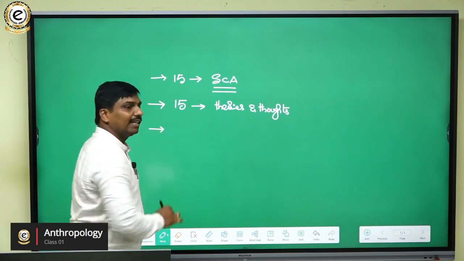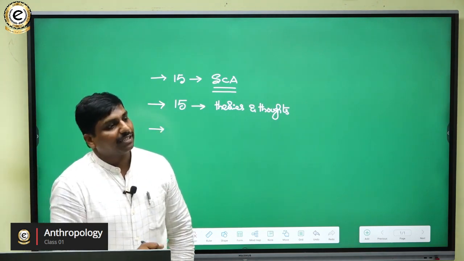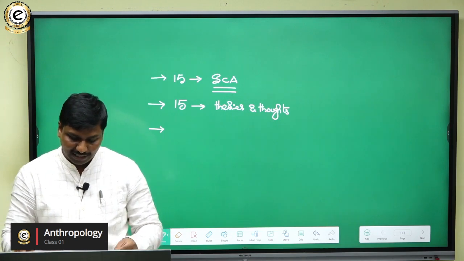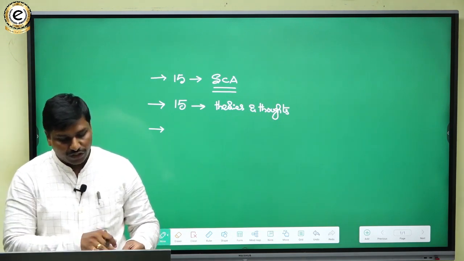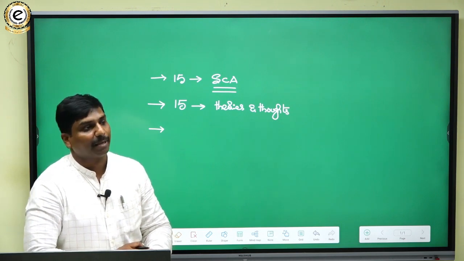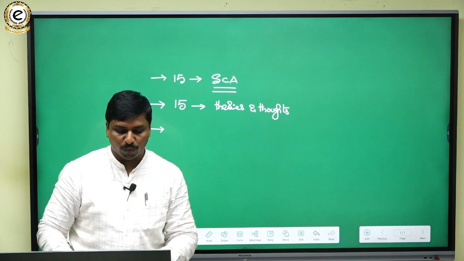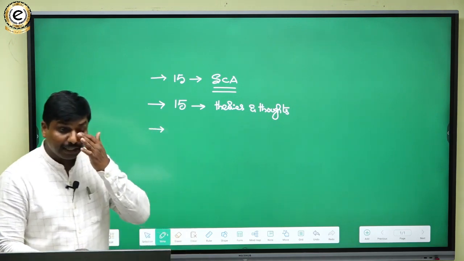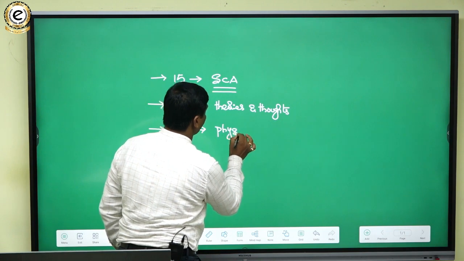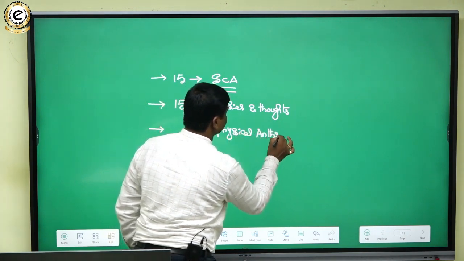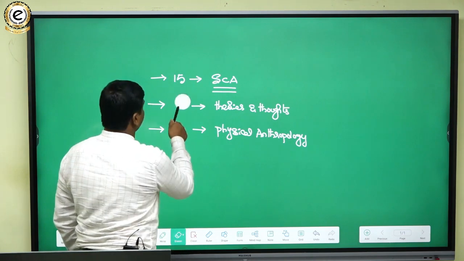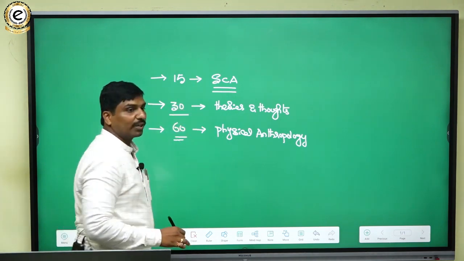Then the next 30 classes will handle the other portions, like physical anthropology and biological anthropology. That means till class number 62, where you can end the complete paper one portion. Pure physical anthropology would be till class 55 or 56, so the next module would be physical anthropology.